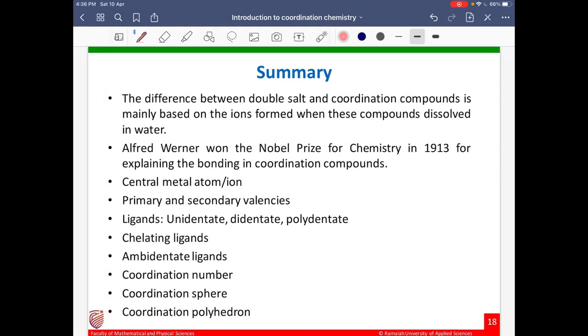So in this session, we studied that the difference between double salts and coordination compounds is mainly based on the ions formed when these compounds are dissolved in water. Alfred Werner won the Nobel Prize for Chemistry in 1913 for explaining the bonding in coordination compounds. Then we studied a few terms related to coordination compounds such as central metal atom or ion, primary and secondary valency, ligands and their classification into unidentate, bidentate, polydentate. We studied chelating ligands and ambidentate ligands, the coordination number, coordination sphere, and coordination polyhedron.